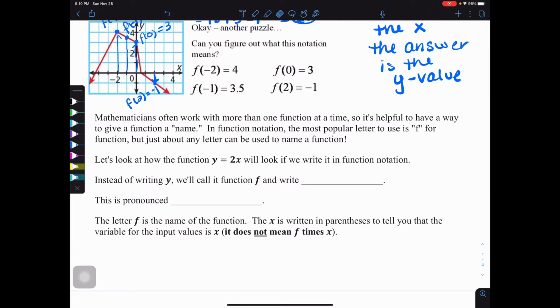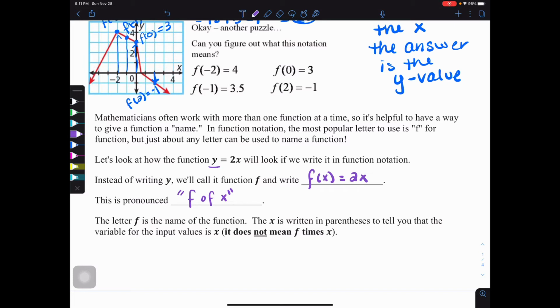Let's look at how the function y equals 2x will look if we write it in function notation. Instead of writing the y, we'll call it function f, and the way we would write it is f, in parentheses the x, and then equals 2x. So all I did was replace the y with the f parenthesis x notation, which is pronounced as f of x.